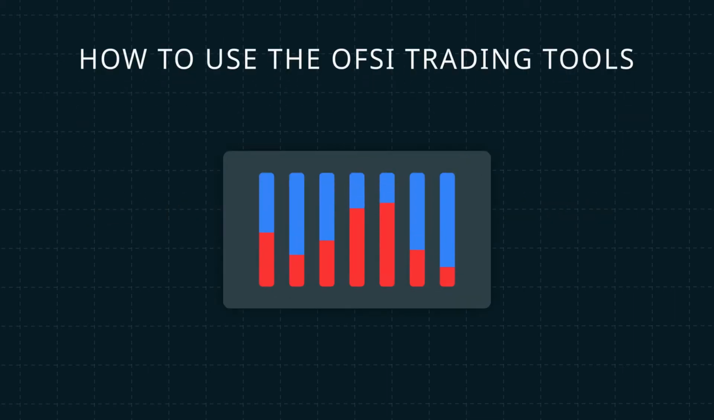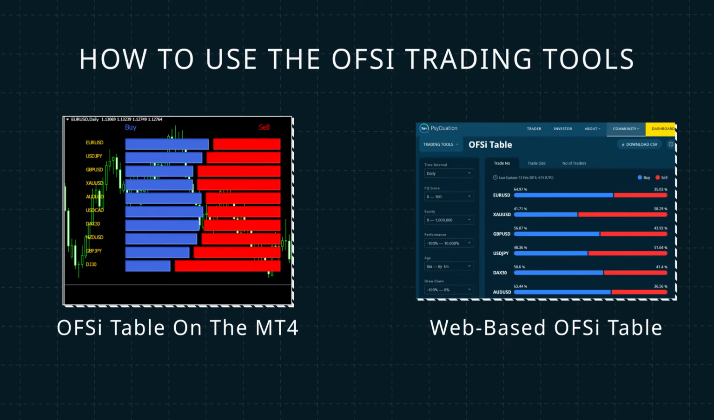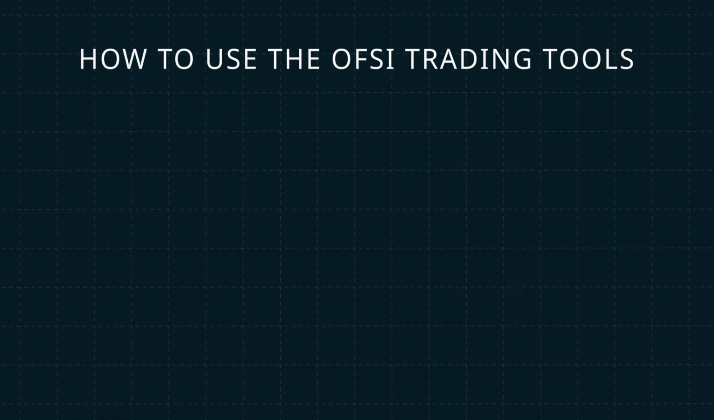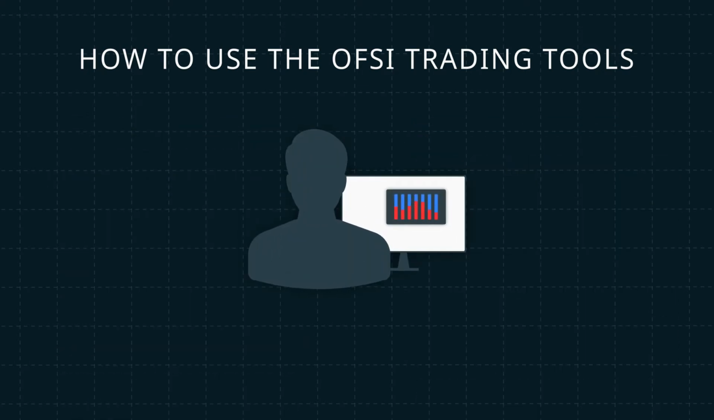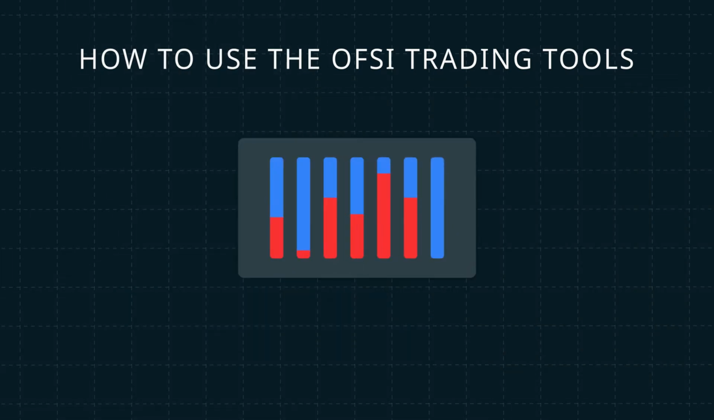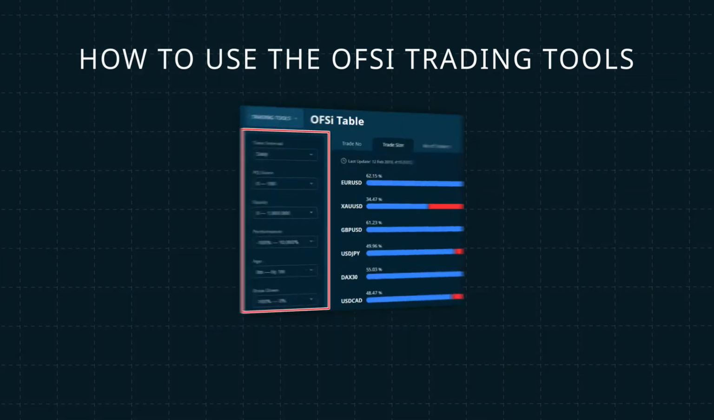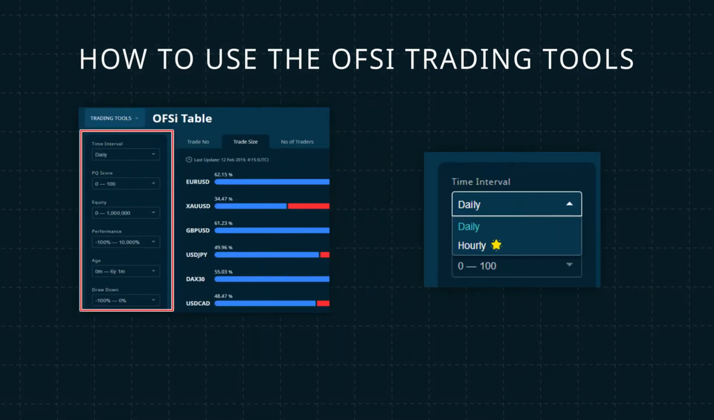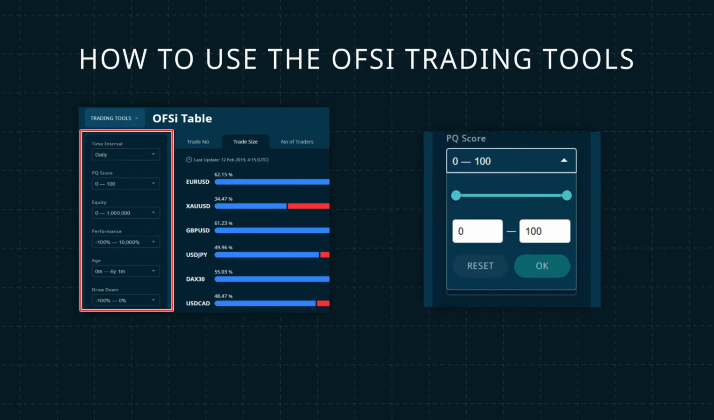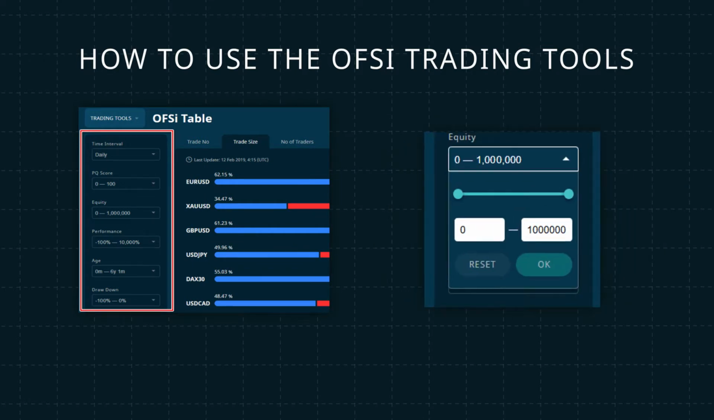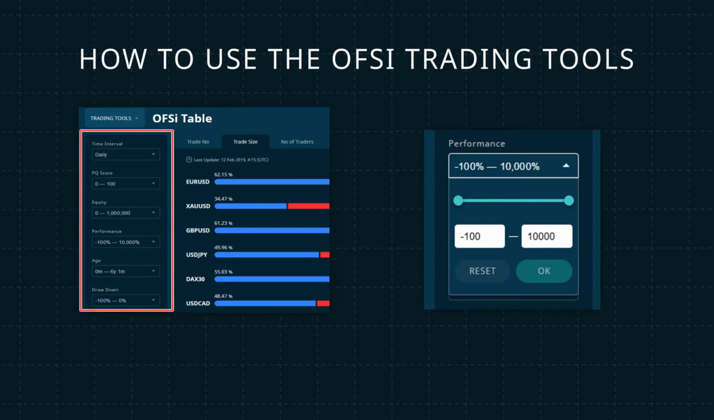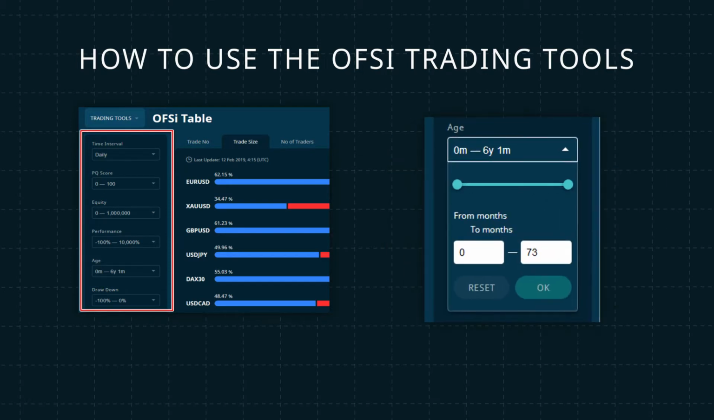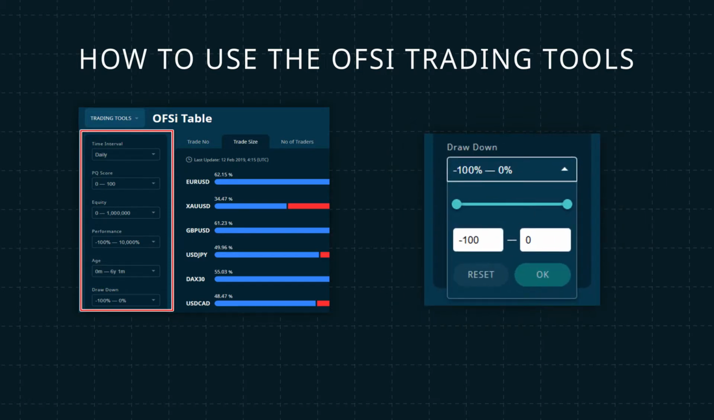How to use the OFSi trading tools. OFSi is a state-of-the-art sentiment indicator that is designed to assist retail traders. The unique feature about this tool is the way it allows traders to use various filters to segment the market sentiment according to a variety of parameters, providing them with deeper market visibility as opposed to other traditional sentiment tools.